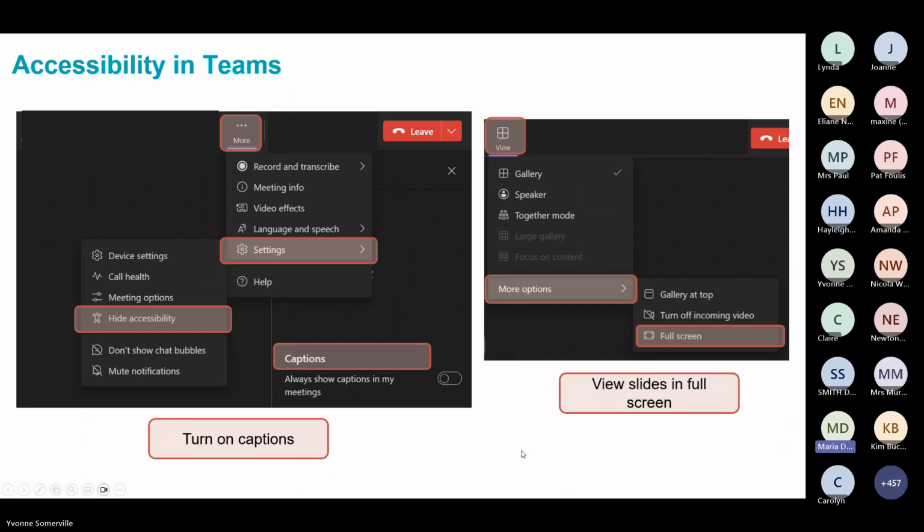It is worth familiarising yourself with the many accessibility options offered within Teams, because it really can make a difference to the webinar experience. So if you're not familiar with it, it's definitely worth taking a bit of time just to familiarise yourself with those options.